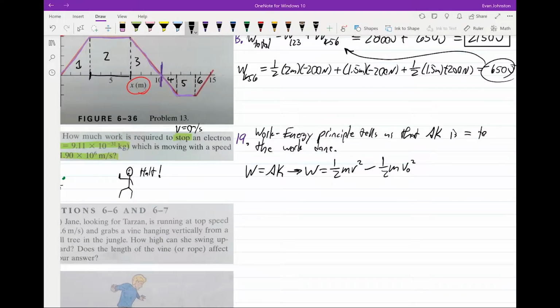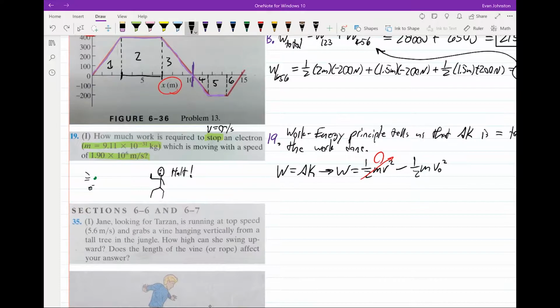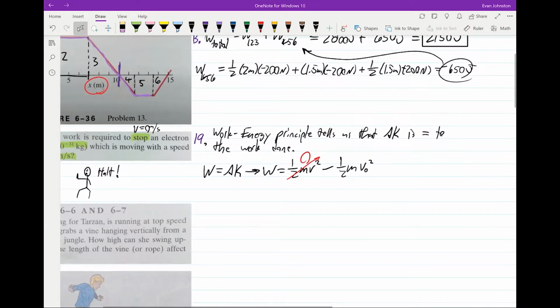And we want it to stop at the end. So that means that this whole term is 0, because the final speed, this final v, is going to be 0. So with that, we can look at this and go, wait, it gave us the mass here. It gave us the initial speed. I can literally just plug into this now and be done essentially.